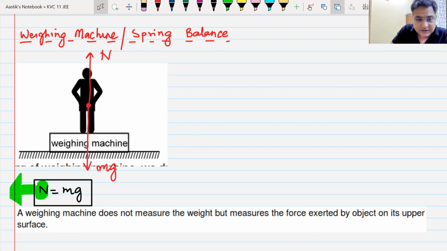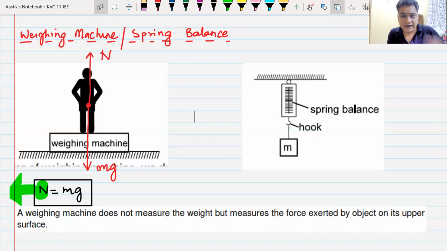Okay. Now comes the case of a spring balance. Have you seen a spring balance? Has anyone seen a spring balance? Yes. So a spring balance basically consists of a spring and a hook attached to that spring, and then you can hang a body onto it, and it will tell you, what will it tell you? This is the diagram of a spring balance. What does a spring balance tell you?